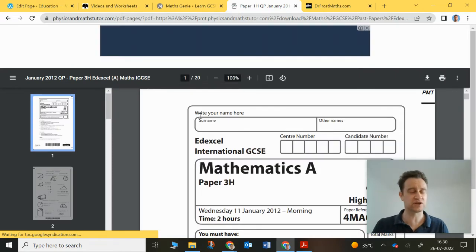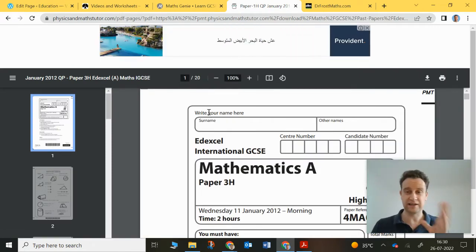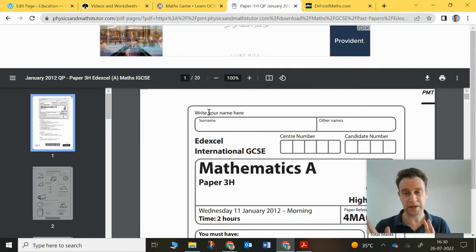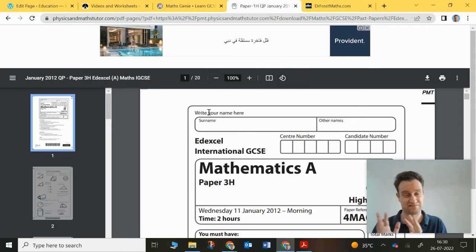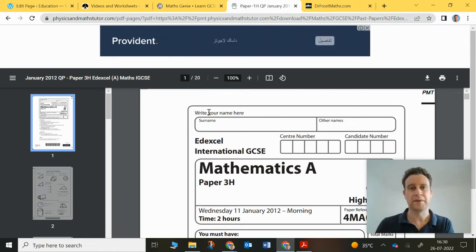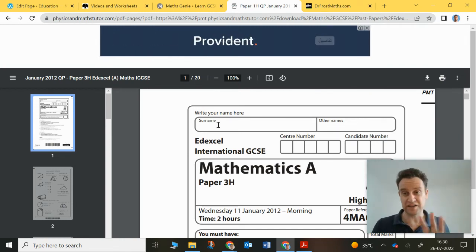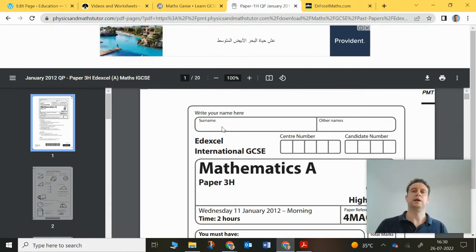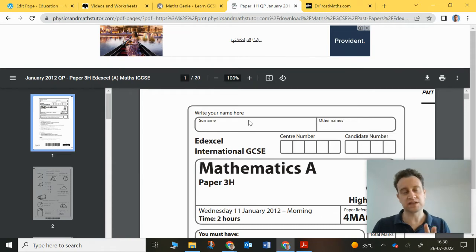Depends what you're heading for as a grade. If you know you're heading for grade 9, you probably want to just focus on the second half of the paper, maybe even just the last, say, 8 questions. If you're trying to consolidate a grade 5, then you probably want to focus on the first half of your paper. It should be noted that these are old specification papers here.